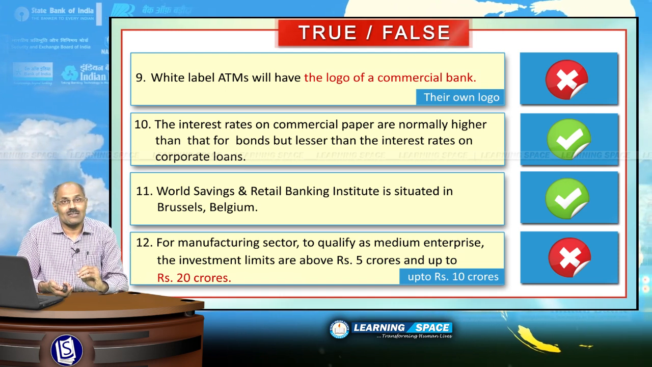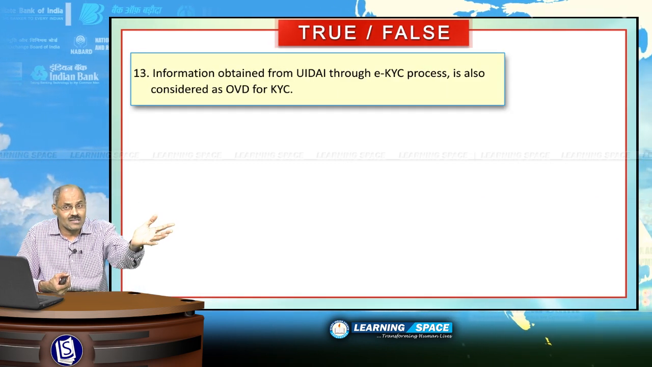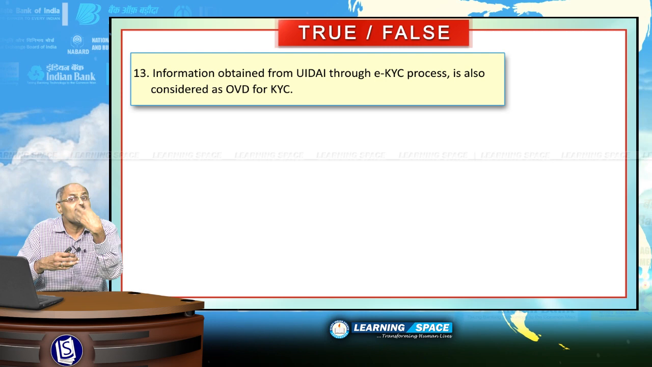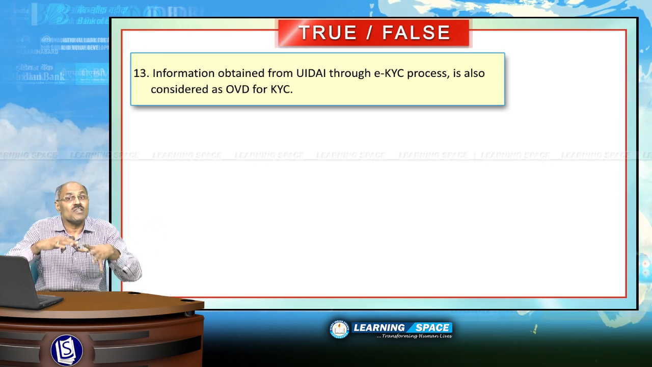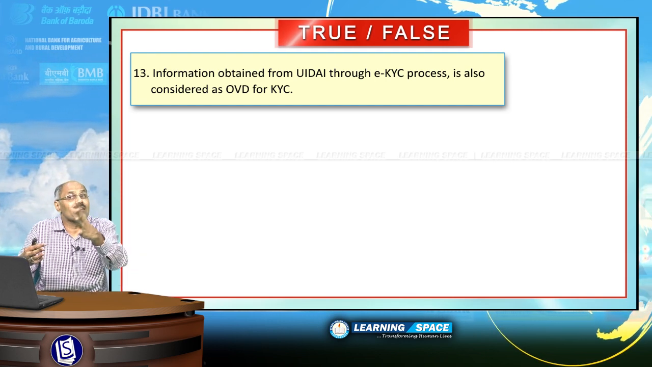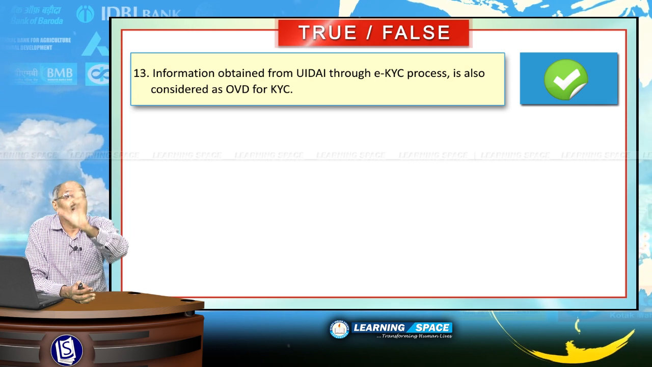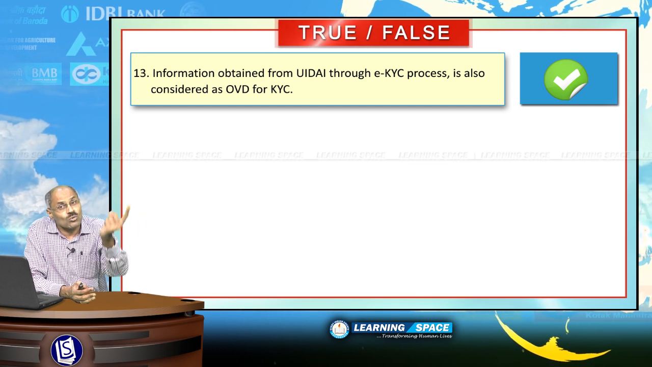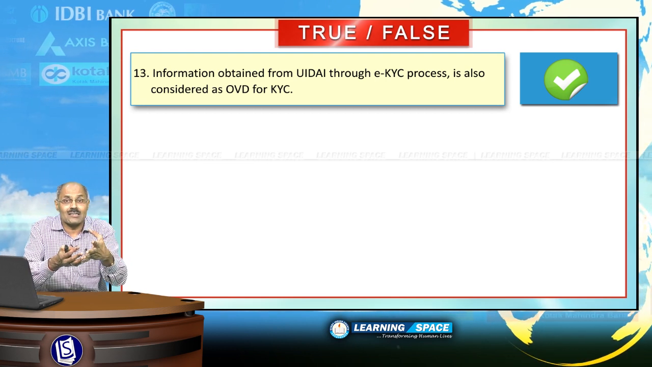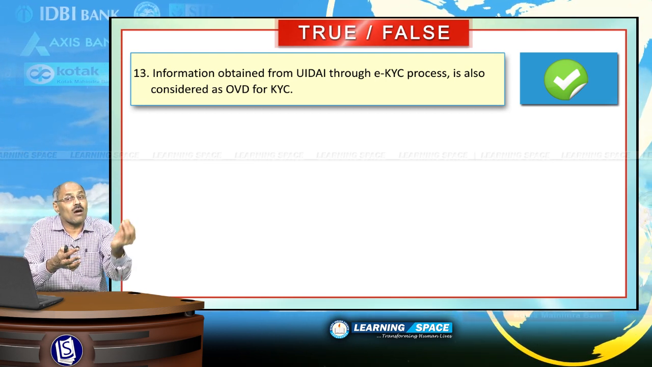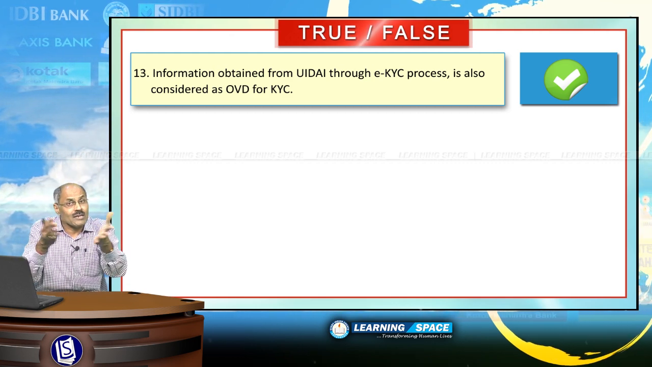Please correct this sentence. Information obtained from Unique Identification Authority of India through eKYC process is considered as officially valid document for KYC. Absolutely correct. This information obtained from the Unique Identification Authority of India through eKYC, that means in an electronic way, is also considered as an authoritative document or officially valid document for KYC. Look into the next one.